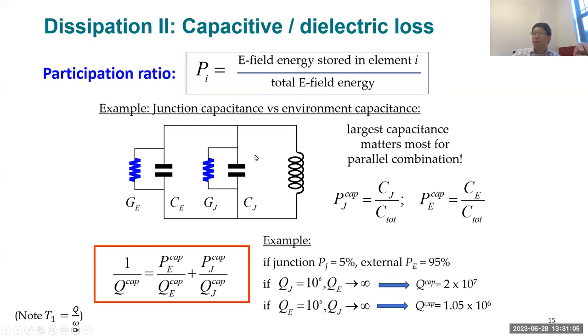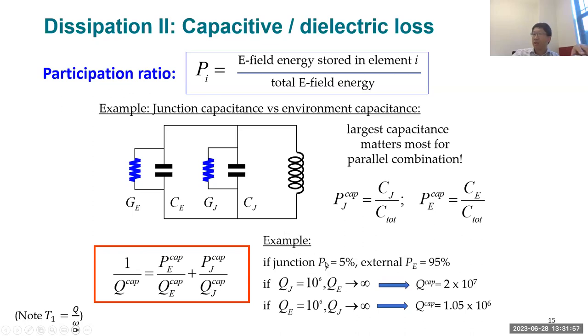So if you have a parallel circuit like your transmon, the largest capacitance matters most for this parallel combination, because the participation ratio for your junction capacitor is equal to the junction capacitance divided by the total. The environment participation ratio would be the environment capacitance divided by the total. So now, what is the total quality factor of your capacitive circuit? Note that the Q factor of your total circuit is directly proportional to the T1 time of your resonator or the T1 time of your transmon qubit. So this is simply a weighted average of the inverse quality factors of these constituent components.